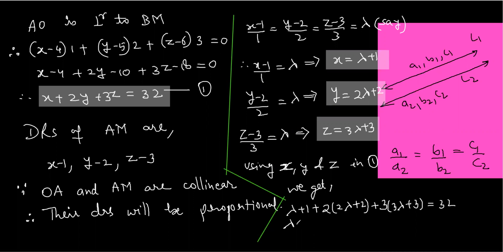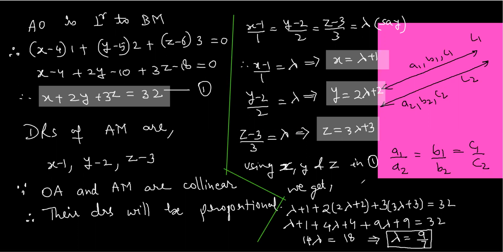So this gets me lambda plus 1 plus 4 lambda plus 4 plus 9 lambda plus 9 equals 32. So this gets me lambda plus 4 lambda plus 9 lambda, that is 14 lambda, and here 1 plus 4 plus 9 is 14. So 32 minus 14 is 18. This gets me lambda equals 18 upon 14, which is 9 upon 7. I got lambda as 9 upon 7.